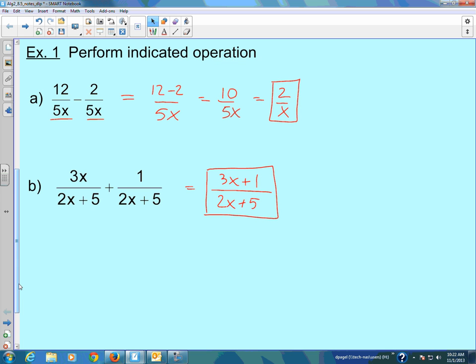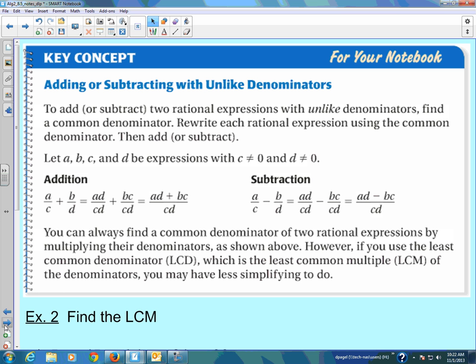So let's take a look at what happens when we have different denominators. So with unlike denominators, now we find a common denominator. We write each expression using the common denominator, then add or subtract. So here we have a few examples. Now it is noted that you can always find a common denominator of two rational expressions by multiplying their denominators. But that common denominator may not be the least common denominator. And really, we want to try and find the least common denominator so that we have less simplifying to do in our rational expression here.